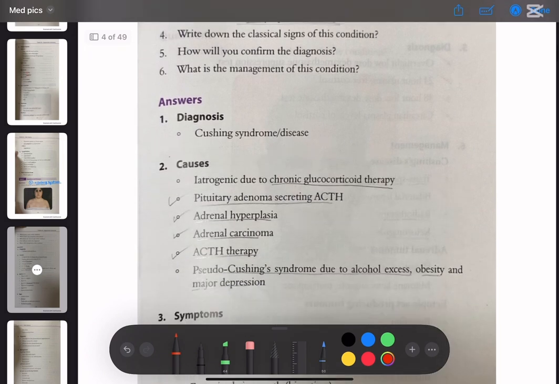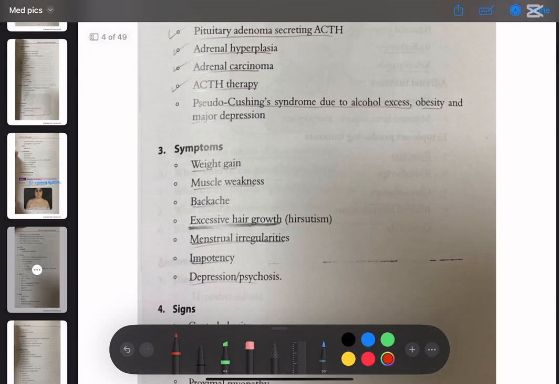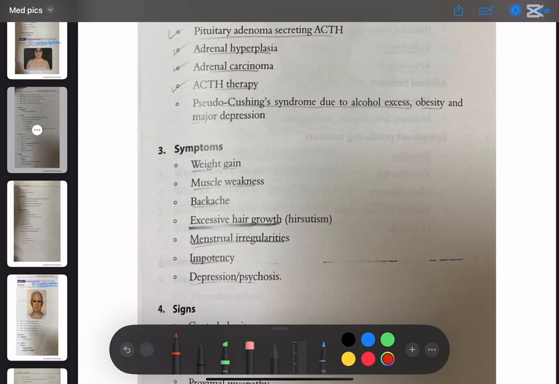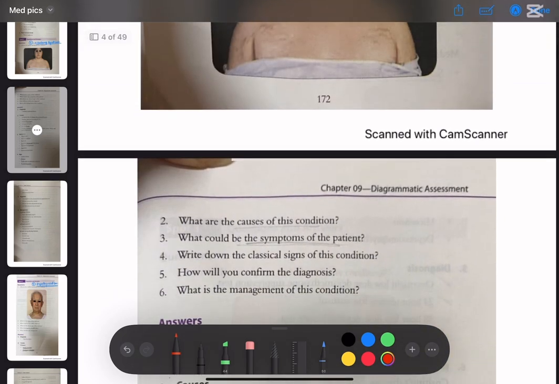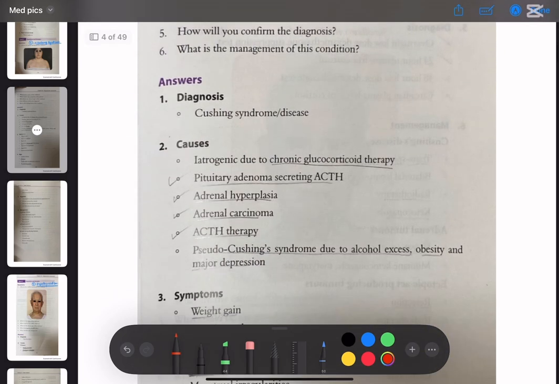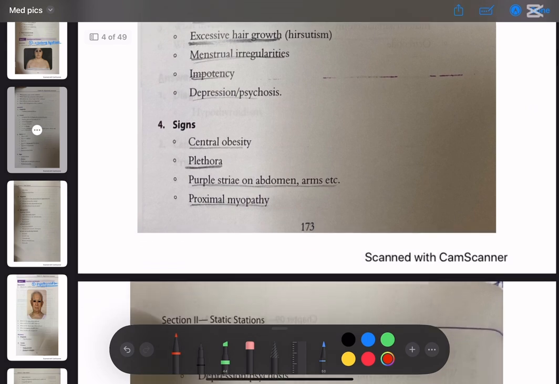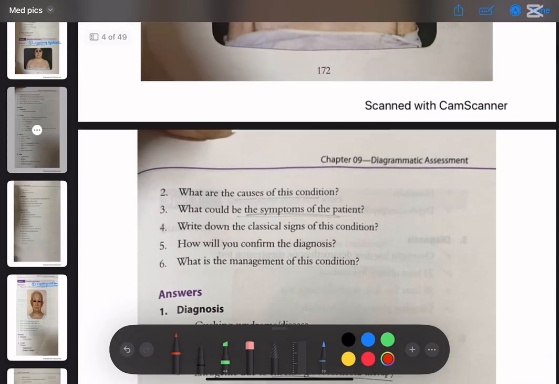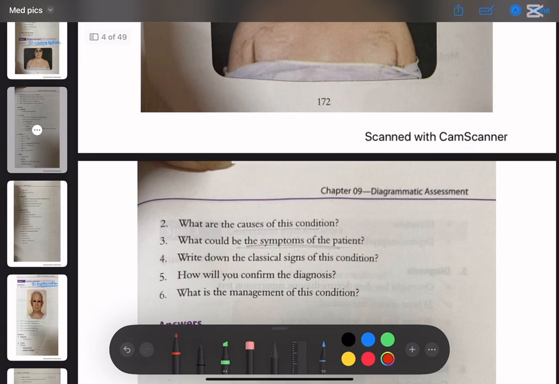Symptoms are weight gain, muscle weakness, backache, excessive hair growth, menstrual irregularities, impotency, depression, and psychosis. These are the symptoms. Now write down the classical signs of this condition. So the signs are central obesity, plethora, purple striae on abdomen, arms, etc., and proximal myopathy, hirsutism, depression, or psychosis. Now, how will you confirm the diagnosis and what is the management?